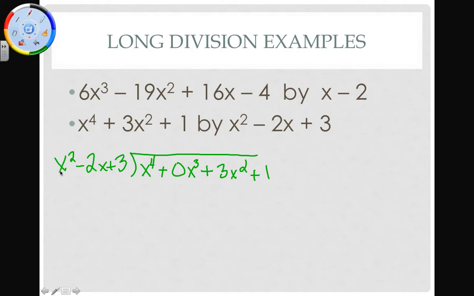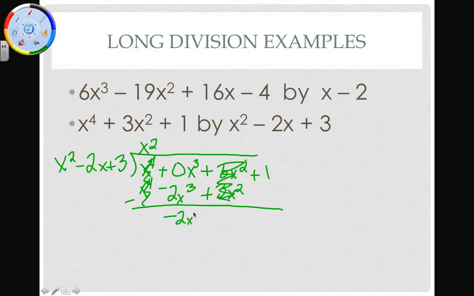So the process here, x to the second times x to the second will get me x to the fourth. Then distribute, I get a minus 2x cubed and a plus 3x squared. I subtract, this goes away, and I'm left with a negative 2x cubed plus 0x squared. Keep the 0 there because I kind of need it again as a placeholder.